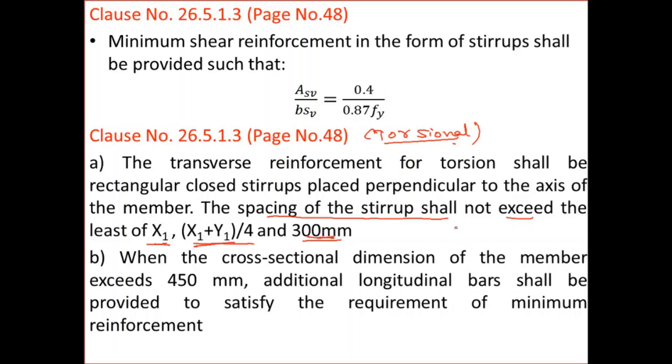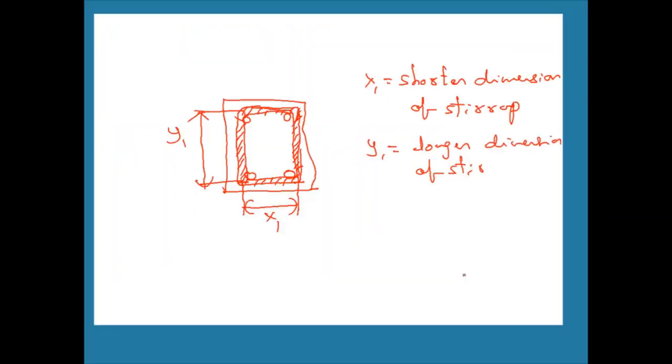Then when the cross sectional dimension of the member exceeds 450 mm, you have to design additional longitudinal bars. That means we have already designed the main reinforcement, but whenever the effect of torsion is there, we have to provide the additional longitudinal bars. That's the condition.